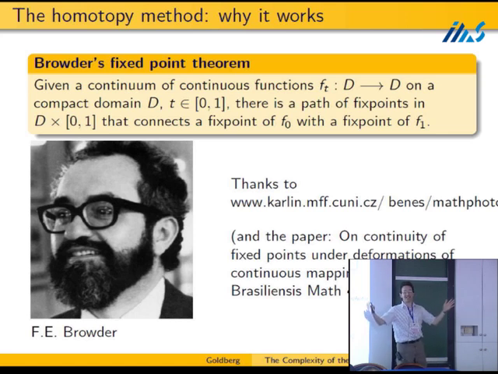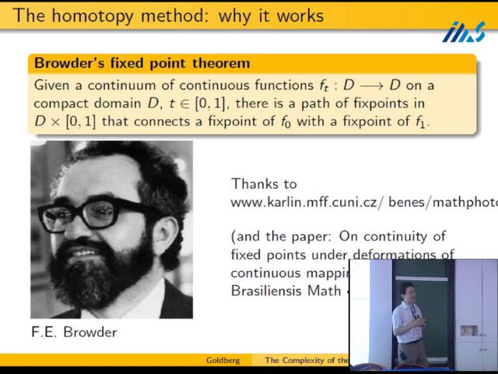It means that as t and t prime get closer and closer together, then the two functions, f_t and f_t prime, should start to look like each other. So we find that there's a kind of topological one-dimensional path of fixed points that connects a fixed point of f0 with a fixed point of f1. So there's this path that we can follow.